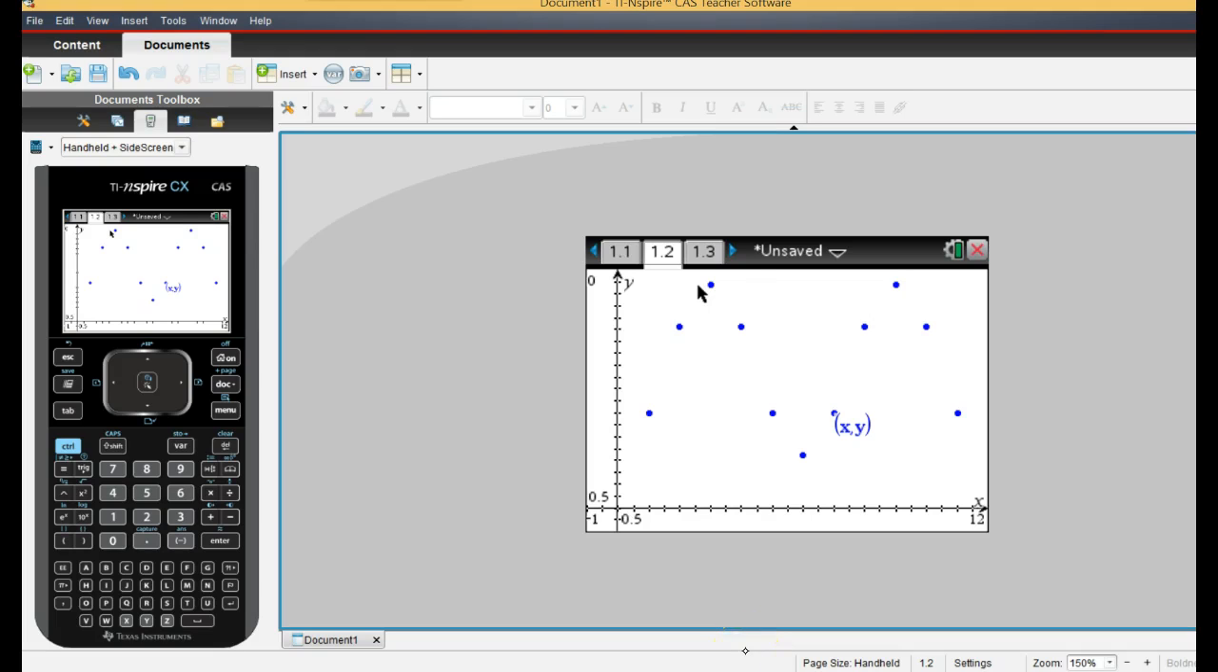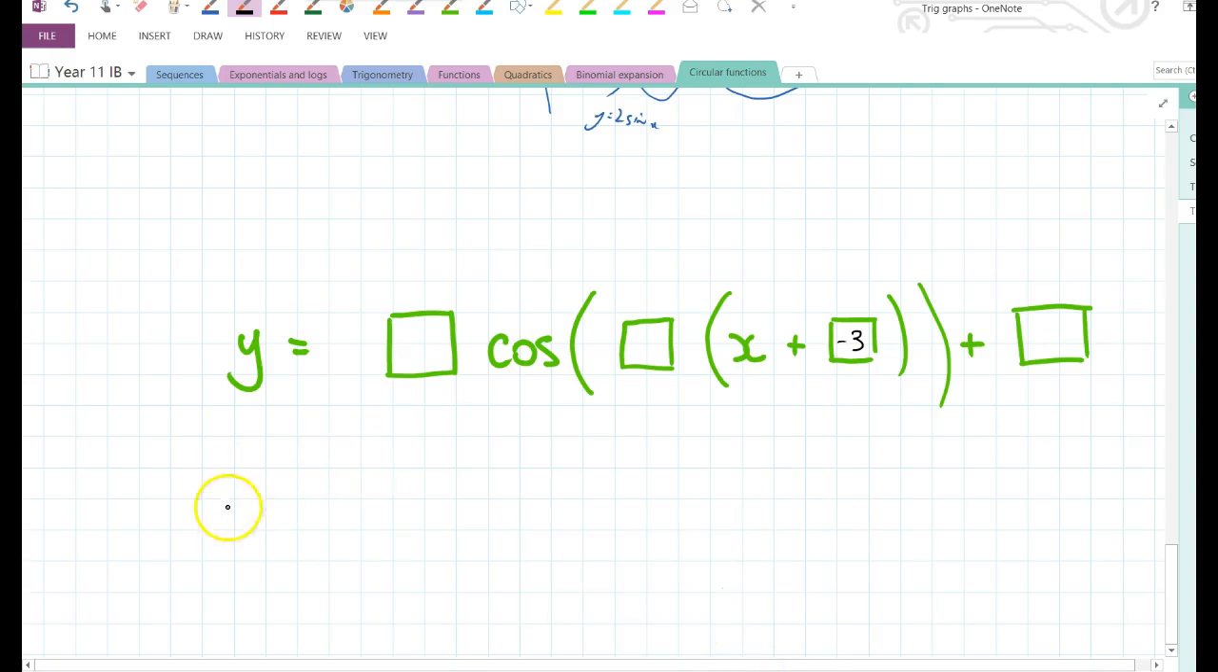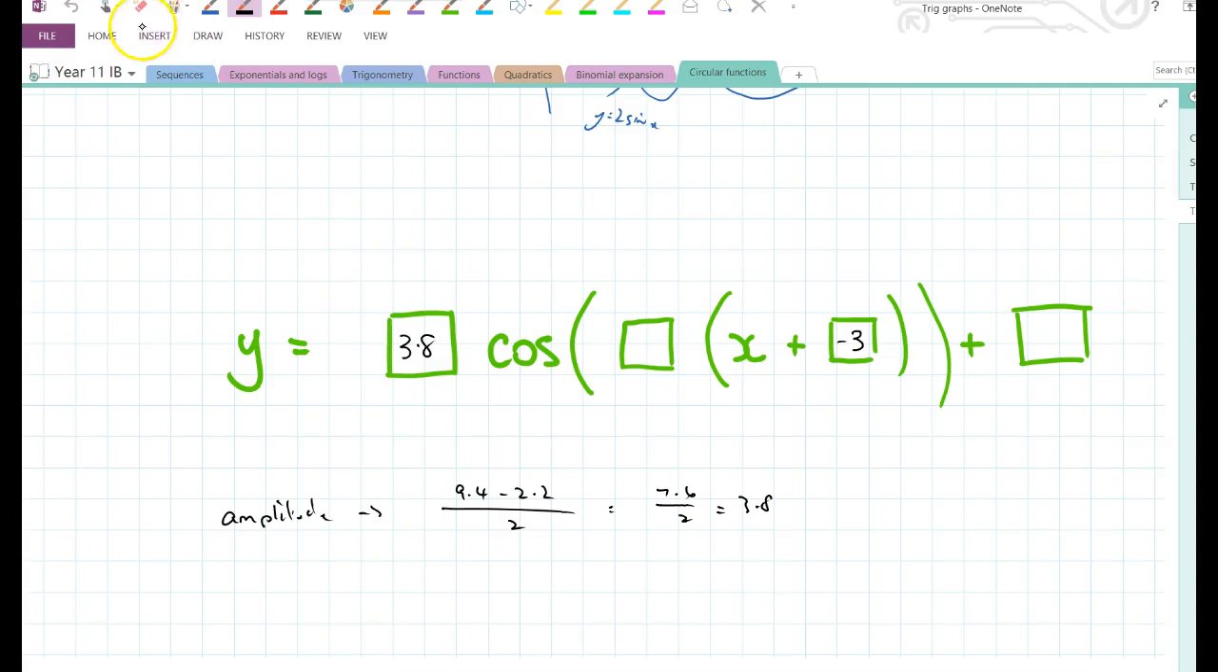The next thing we probably want to look at is the amplitude. We go from 9.4 here to 2.2 here. So for amplitude, we've got 9.4 minus 2.2, our extreme values, divided by 2. So 7.6 divided by 2, or 3.8. So that goes into that slot there. Okay, just spotted an error there. Sorry, that's incorrect. That's a 7.2, and that's a 3.6. So it's a 3.6 amplitude.